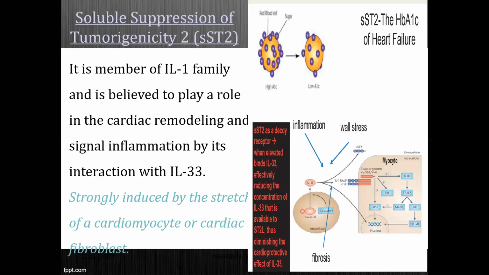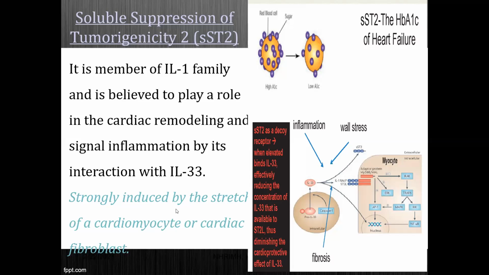Next, a few other biomarkers, like soluble suppression of tumorigenicity, which belongs to the interleukin family. What does it do? This soluble suppression of tumorigenicity factor is released by stretch of a cardiomyocyte when the heart is damaged. When blood is pulled from the left atrium to the left ventricle and the left ventricle is unable to pump the blood, the left ventricle gets stretched. Due to the neurohormonal signals, ultimately this soluble suppression of tumorigenicity factor, a member of the IL-1 family, gets increased, which directly or indirectly suggests stretch of the cardiomyocyte.